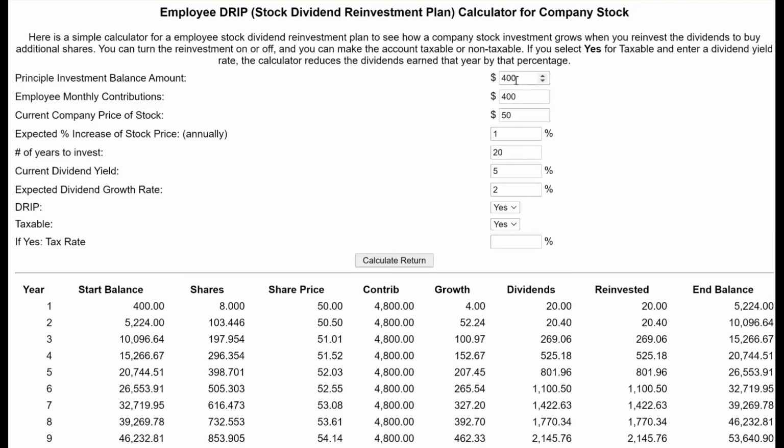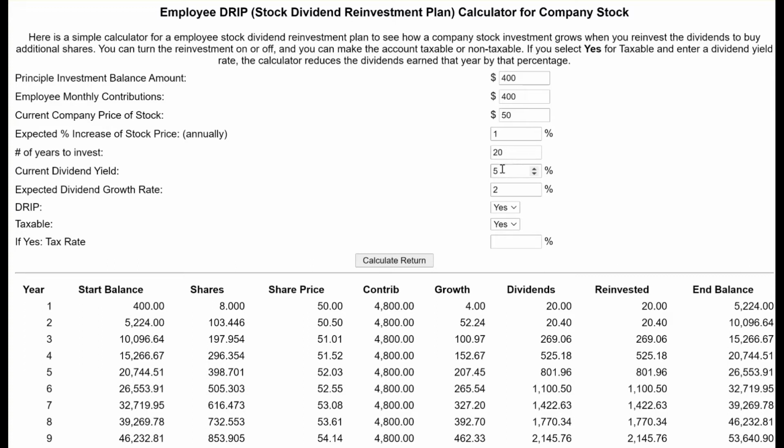So I'm assuming 4 weeks, you're going to do that job, and so you earn $400 the first month and you invest that, and every month you invest another $400, right? Because you keep on doing that job. And let's say you buy a stock which is worth $50 right now, and you expect that stock price to increase 1% annually, and we'll invest for 20 years and we'll keep 5% dividend yield.